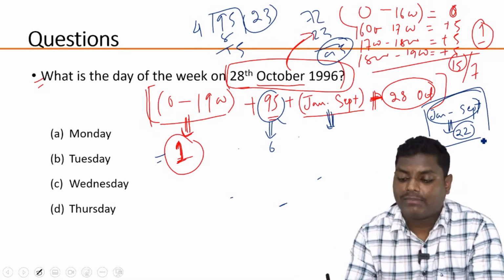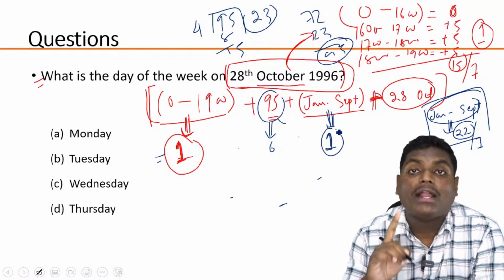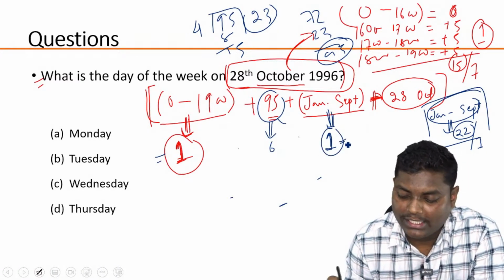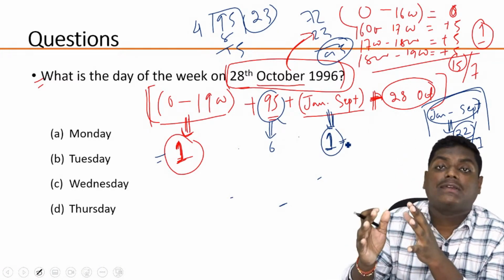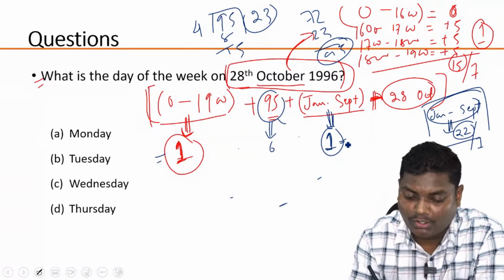So 22, if we divide it by 7, we are getting 1 odd day. Since 22 days, the odd days we are getting from January to September, from January to September, is 1 odd day.